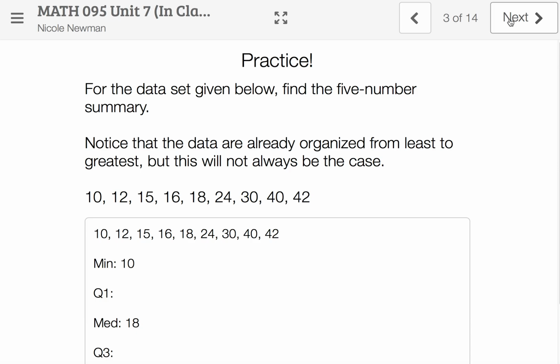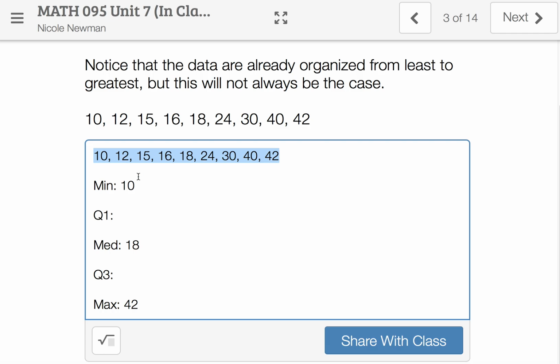So here's our data set, and I just copied it into the box. I think there are 9 entries here. They are already organized for us from least to greatest, but if they were all mixed up, you'd want to organize them first. I pulled off the minimum and the maximum already. The minimum value is 10, the maximum value is 42. There aren't any units on this example set, but usually there would be, like dollars or grams or ounces, something like that. The median is 18.